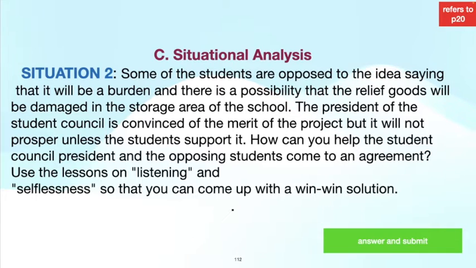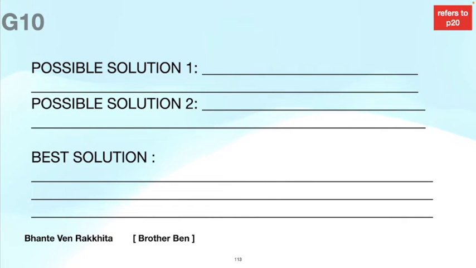The president of the student council is convinced of the merit of the project, but it will not prosper unless the students support it. How can you help the student council president and the opposing students come to an agreement? Using the lessons on listening and selflessness so that you can come up with a win-win solution. Answer and submit your solution one, solution two, and your best solution.